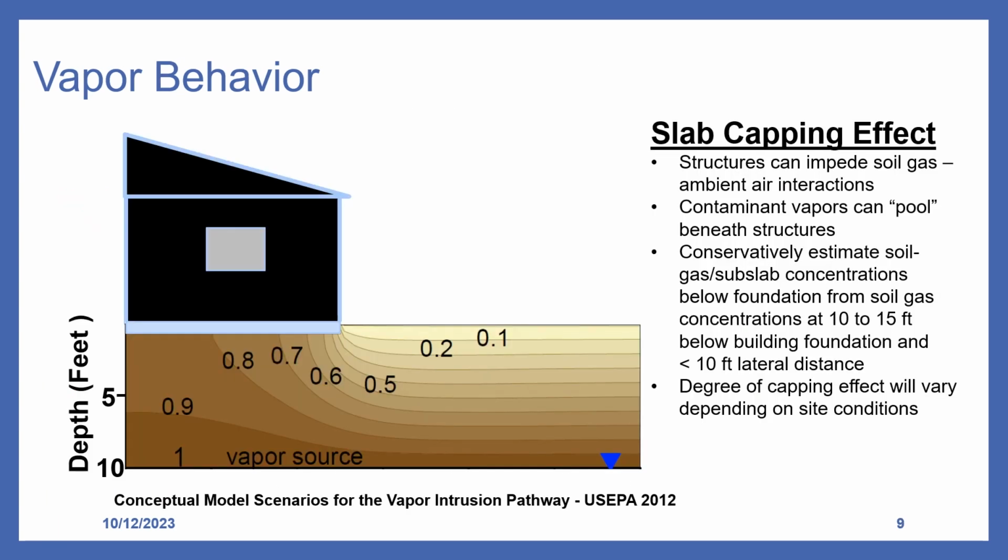All right, let's talk a little bit about the slab capping effect. Buildings, pavement, and other structures can impede ambient air and atmospheric interactions with soil gas. As a result, contaminant vapors can pool below structures.